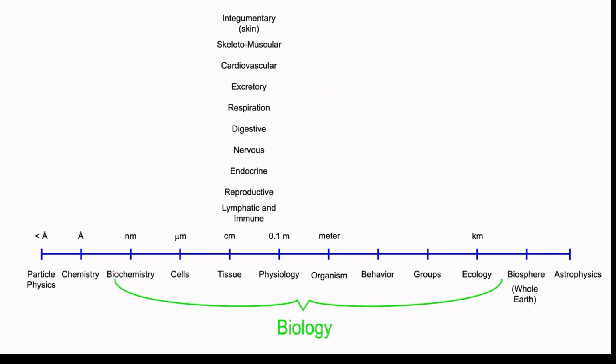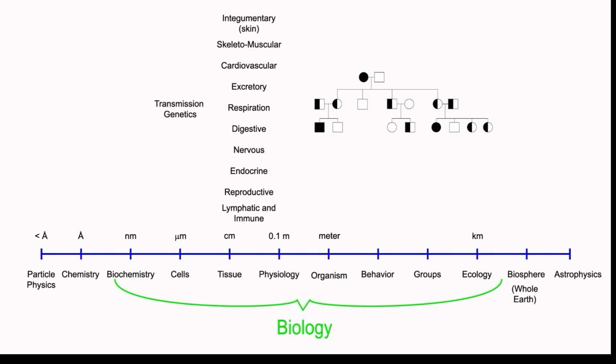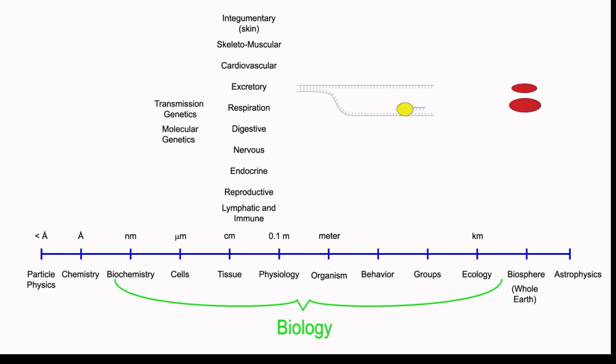There are several different disciplines that study the human beast at the cellular level. Transmission genetics is classical genetics, which studies the inheritance of genes. Molecular genetics studies how genes are turned on and off, as well as how they are transcribed, how the RNAs are processed, and how these are translated into proteins.